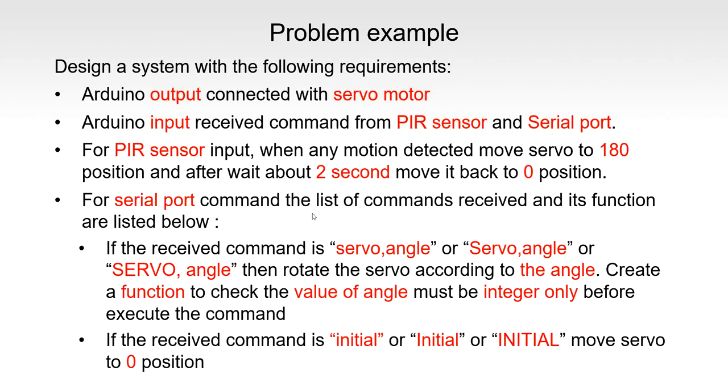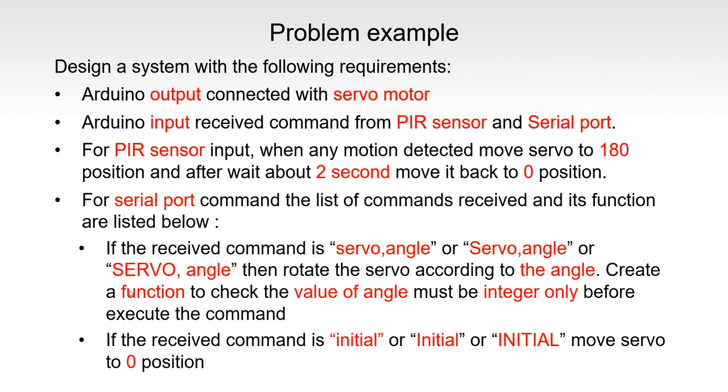For the serial port, the list of commands received and their functions are listed below. The first: if the received command is servo angle, with a small s or a capital S, or all in capitals, then rotate the servo according to the angle. This means that when we detect this command sent by the third party to the Arduino, we take the angle information and rotate the servo accordingly.